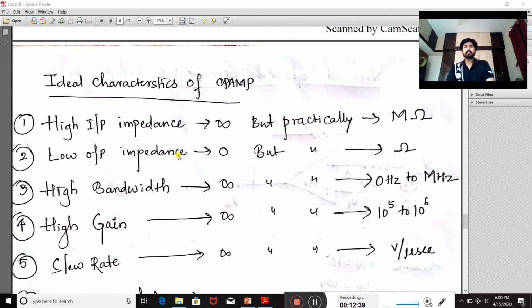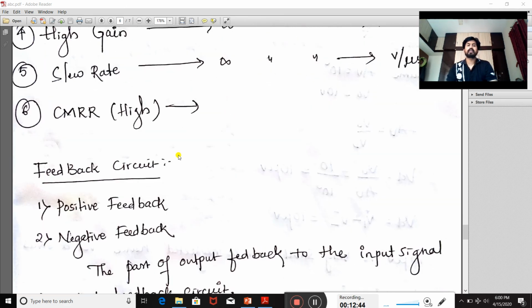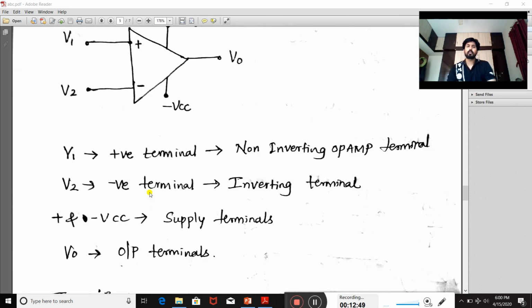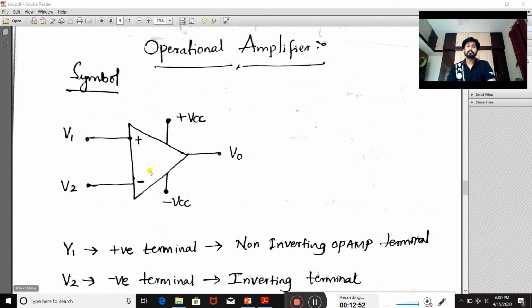Now along with these ideal characteristics, I would like to explain another point, that is the feedback circuit. So what is a feedback circuit, we'll see now. This is called the open loop connection, where the open loop gain of this operational amplifier is in terms of mega. If I want to control the gain of this open loop operational amplifier, then what is required? A feedback circuit is required. If you want to control that gain, then you need to connect the output signal to the input side.